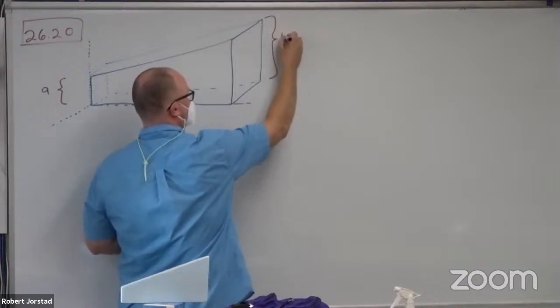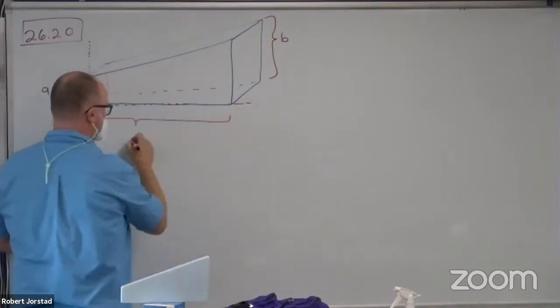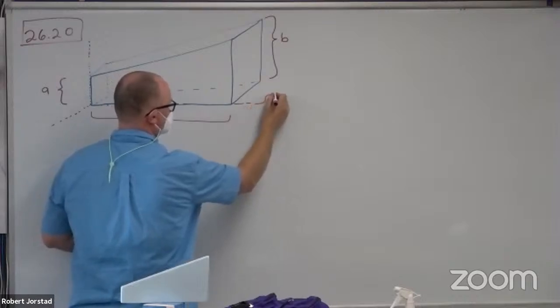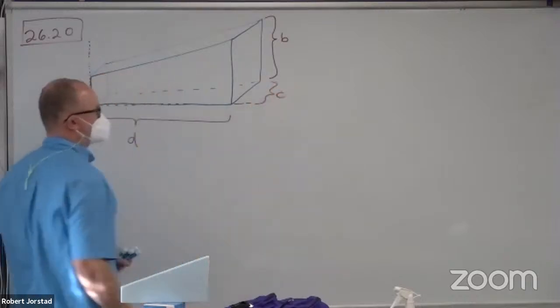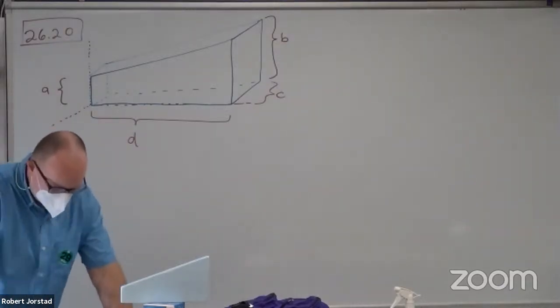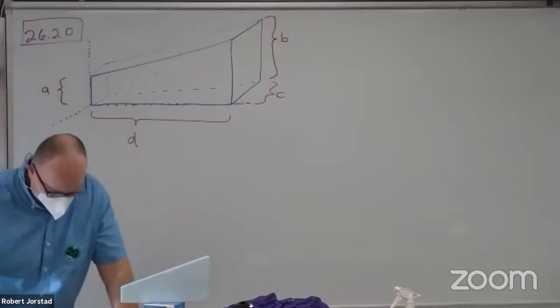That is dimension B. This is D. And this one that's kind of hard to draw here, C. All right. Now, as constant resistivity, so rho equals uniform, right? So we don't have to worry about that right now.